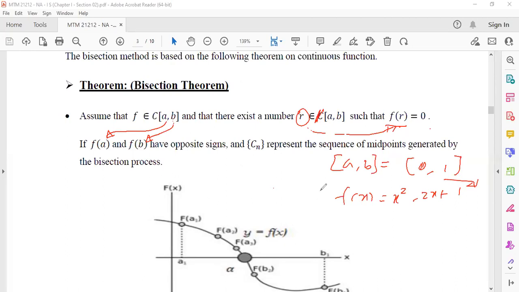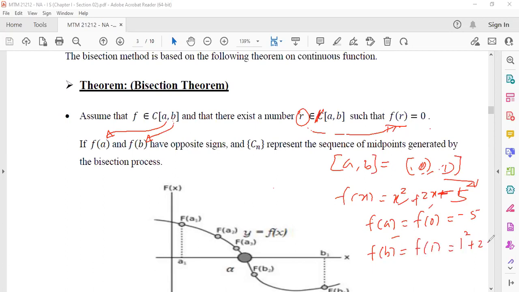So for example, let's say f(x) equals x squared plus 2x minus 5, or whatever number. I don't know whether these two are roots or not, but I'm just showing. So f(a) means f(0). I just substitute 0 into this, and this will be 0, this will be 0, minus 5. Similarly, what is my f(b)? f(1): 1 squared plus 2 times 1, minus 5. So 3 minus 5 will be minus 2. Okay, this is what I mean.